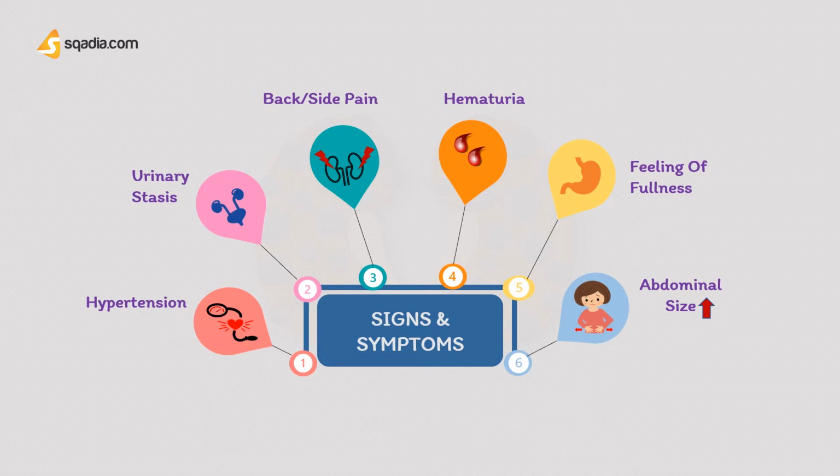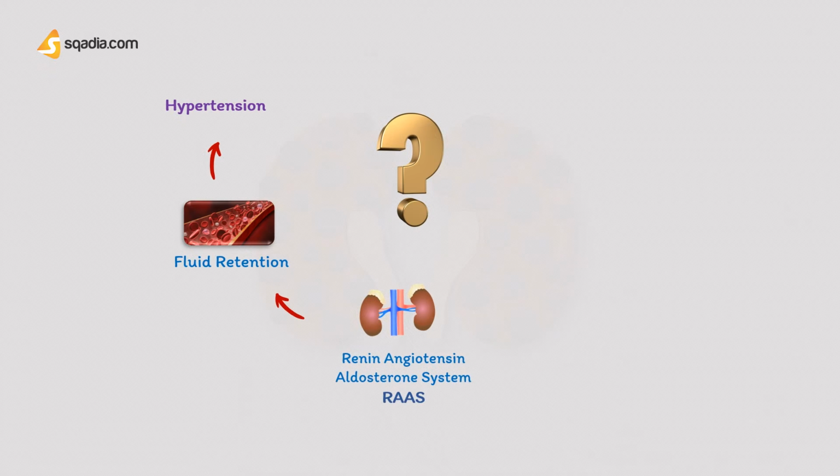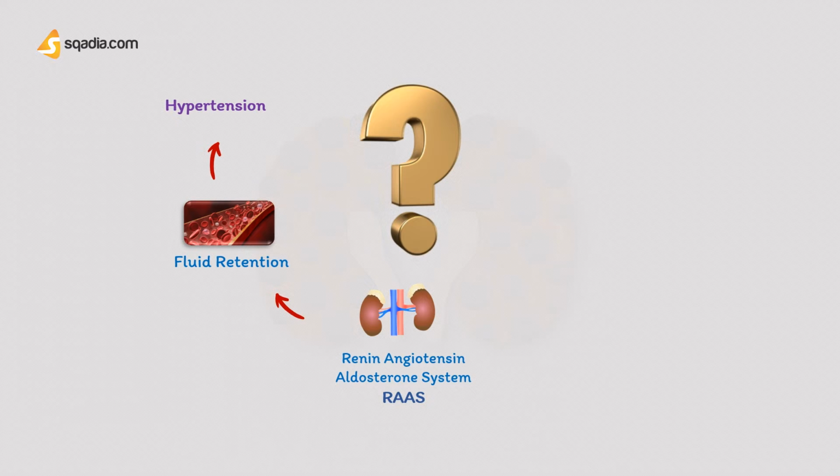Hypertension develops due to fluid retention caused by the activation of renin-angiotensin-aldosterone system. Why is this happening here? The reason behind this activation is hypoxia or lack of oxygen and poor blood perfusion to healthy nephrons as blood vessels get compressed by enlarged cysts.